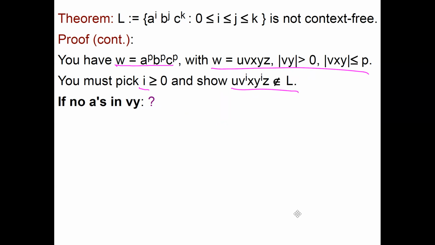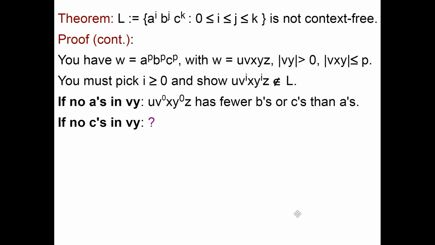Okay? So now we do a few cases. One possibility is that there are no A's in vy. Somehow the adversary picked a decomposition in which there are no A's in vy. So what do we do in this case? Can you guess? Well, we can just pick i equals 0. We erase v and y. Because there were no A's, we are removing some side stuff like B's or C's. So now you have fewer B's or C's than A's, which means the string is not in the language. Because note that the number of A's is at most the number of B's, and the number of B's is at most the number of C's in the definition of the language. So if there are no A's, I'm done.